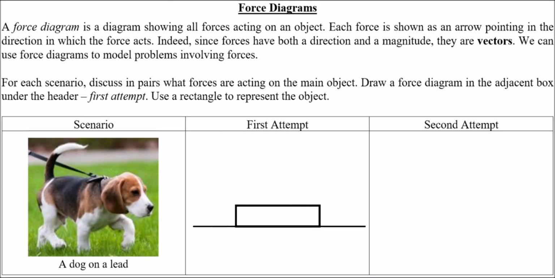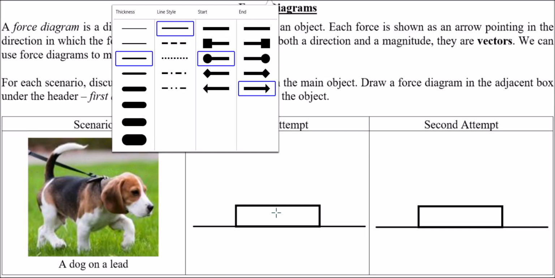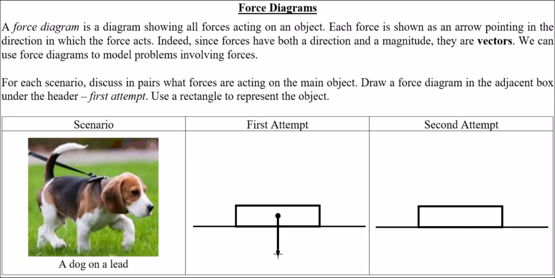I'm just going to sketch out now the second attempt. Okay, so you should be able to guess right now what's acting down, pushing the dog down towards the centre of the Earth. It's going to be the dog's weight. So we can always add on the weight of the object going towards the centre of the planet. So that's the weight going downwards, and I'm going to just copy it across here for my second attempt.